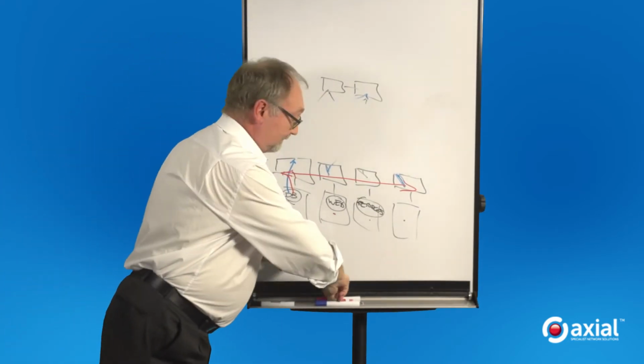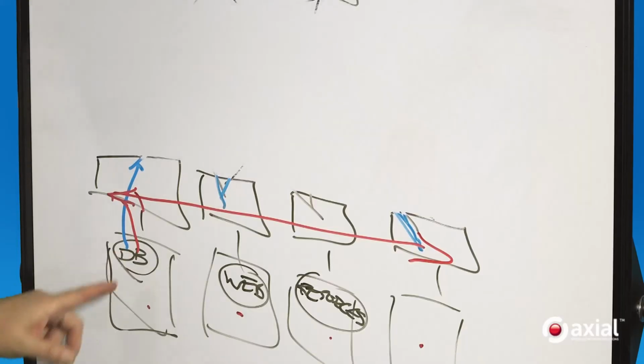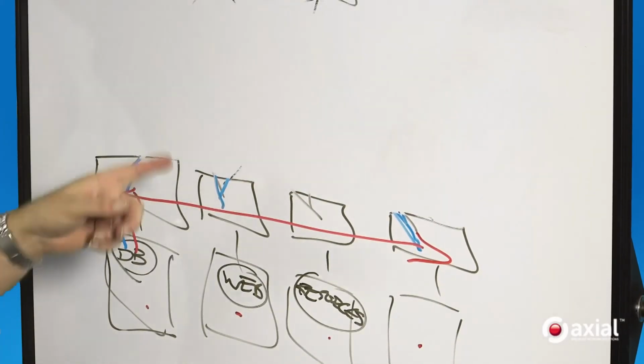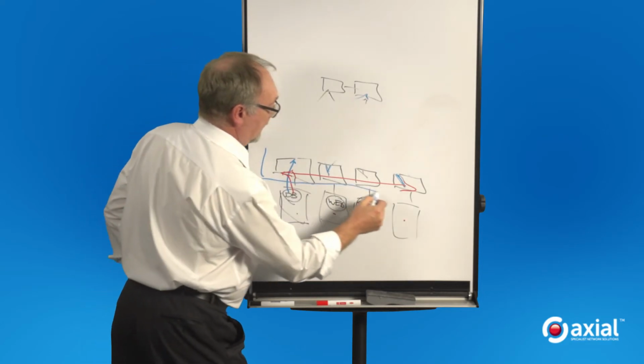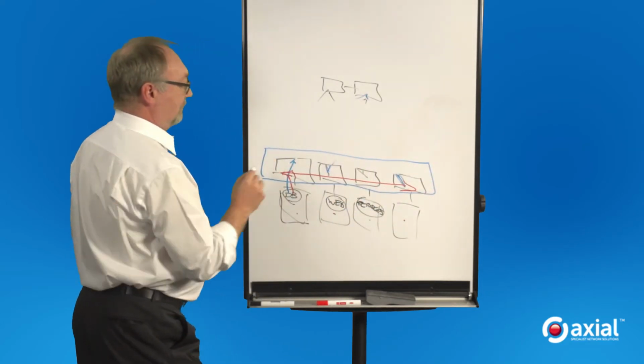And that looks great. And we can now run all our traffic east to west, but how do we do things up here? Well, what we can create is something called a virtual chassis.